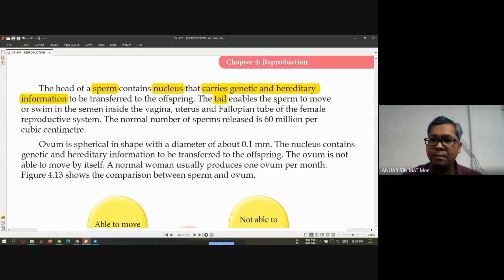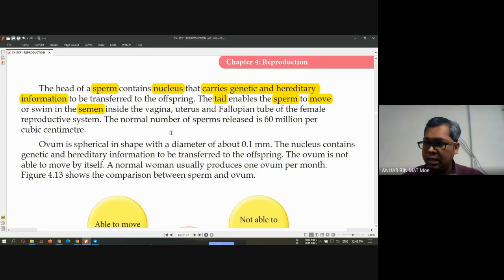And then the tail enables the sperm to move or to swim in the semen inside the vagina. Okay, what is semen? Semen and sperm are two different things. Semen is the liquid form that comes out when boys or males ejaculate, and inside the semen we have sperm.